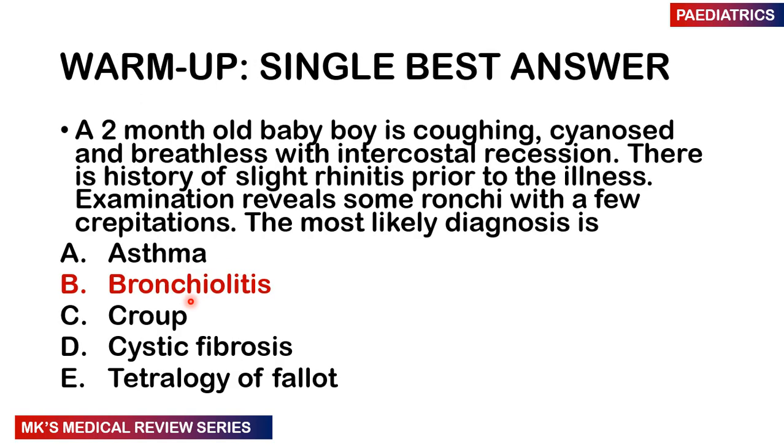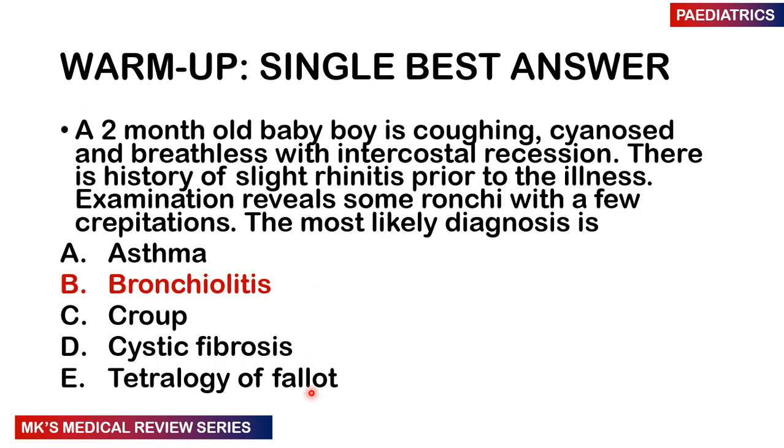Coming back to our single best answer. A 2-month-old baby boy is coughing, cyanosed, and breathless with intercostal recessions. There is a history of slight rhinitis prior to the illness. Examination reveals some rhonchi with a few crepitations. The most likely diagnosis is... So if we look at this question, this child is coughing, cyanosed, and breathless with intercostal recessions, so they have something respiratory going on.